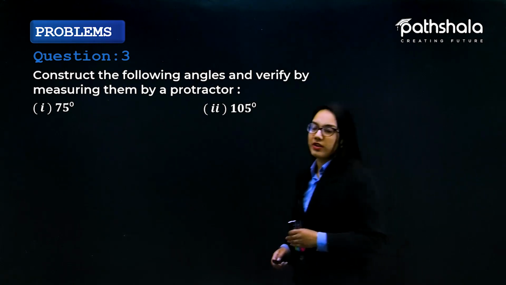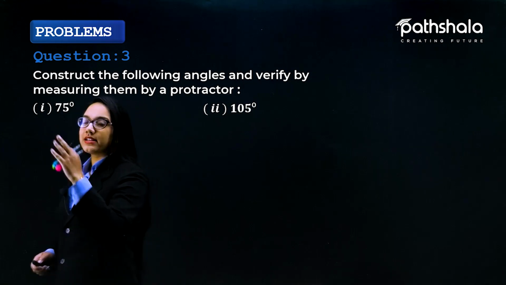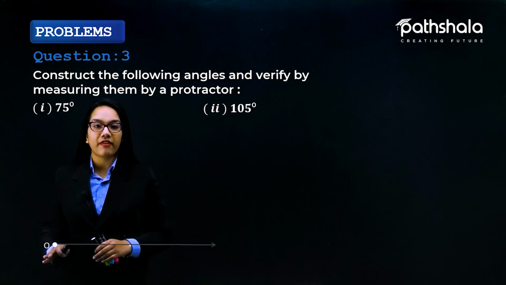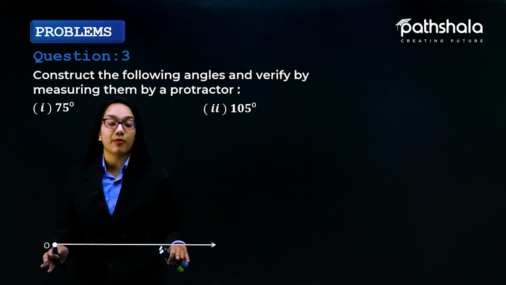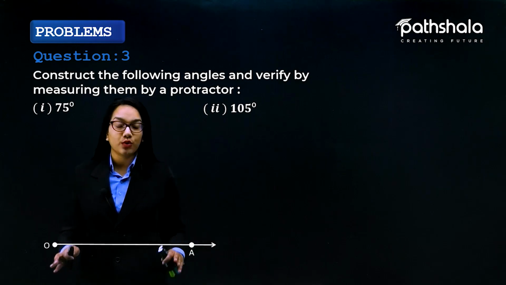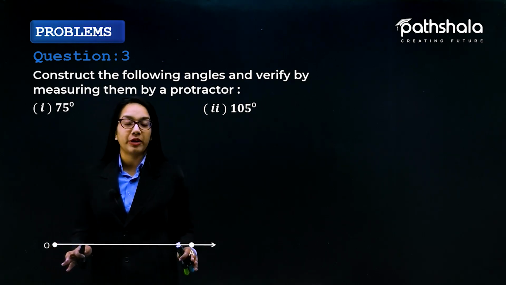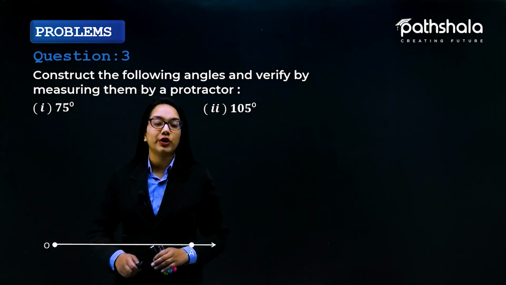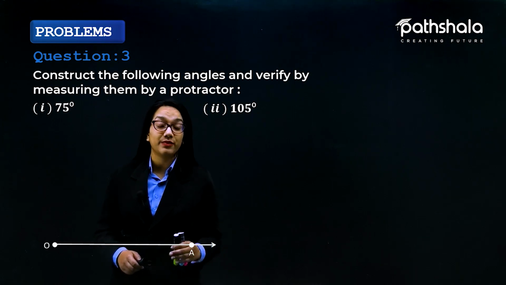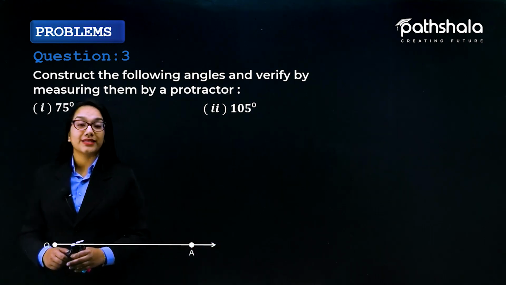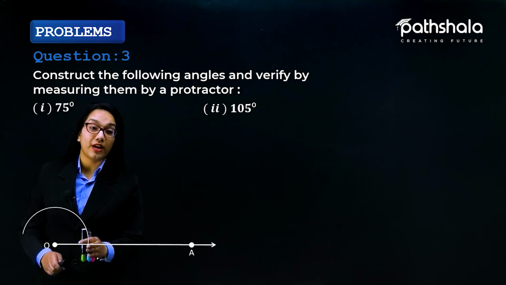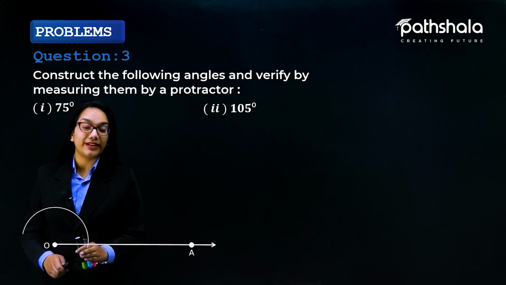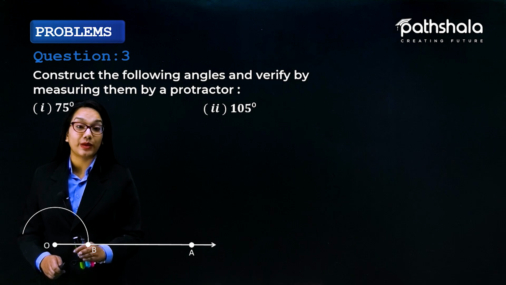First of all, let us start with constructing the angle of 75 degrees. Suppose I take a ray, with a point O over here, and I call this ray OA. The very first step of construction is drawing the ray OA. Then, using the compass with any particular radius and taking O as the center, I draw an arc such that it intersects the ray OA at a point, which I call B.